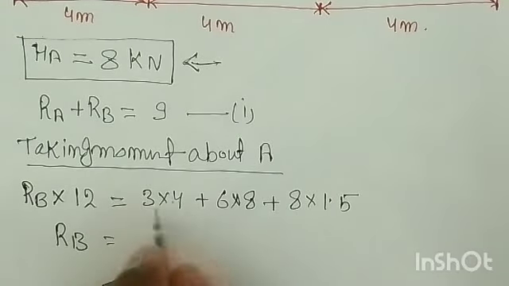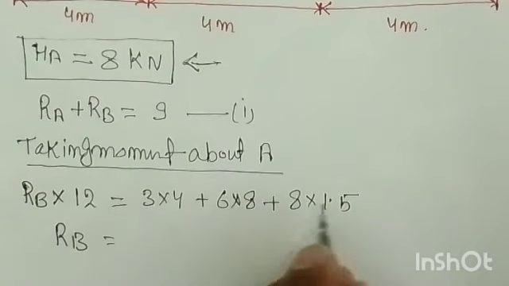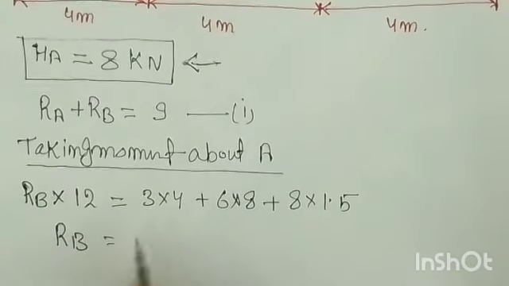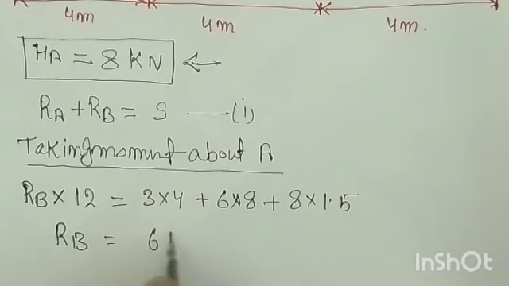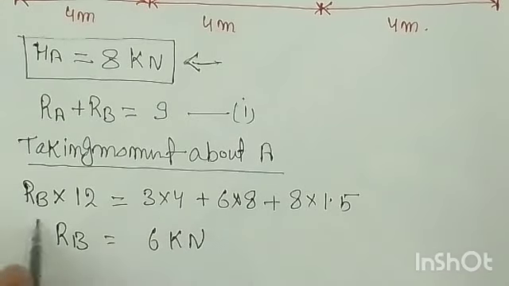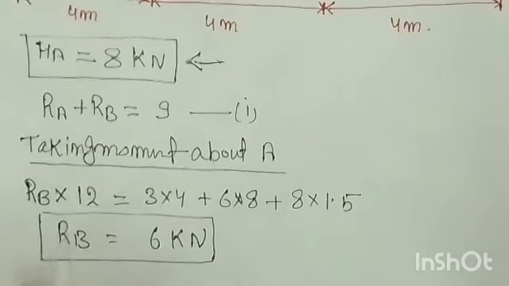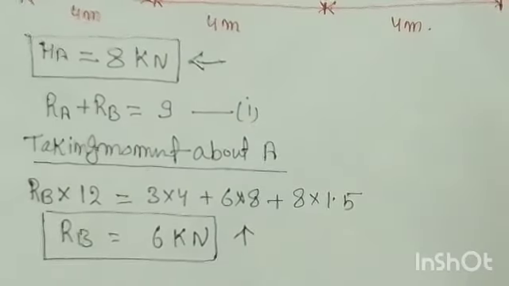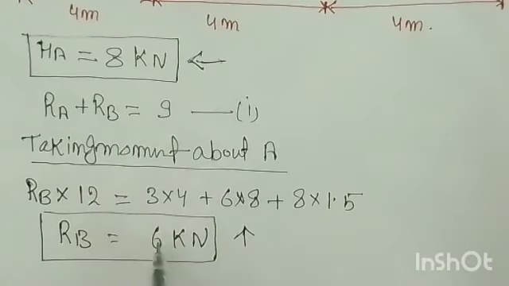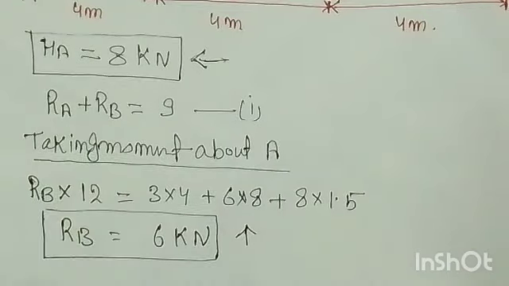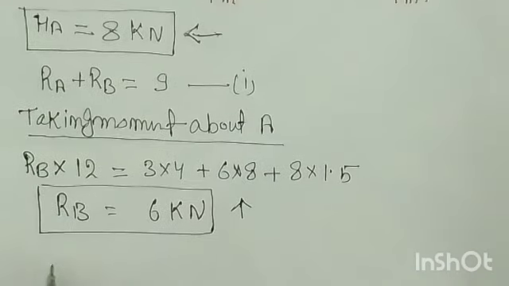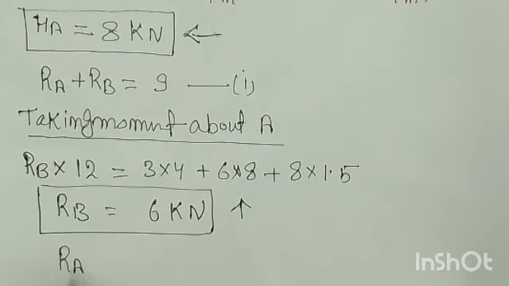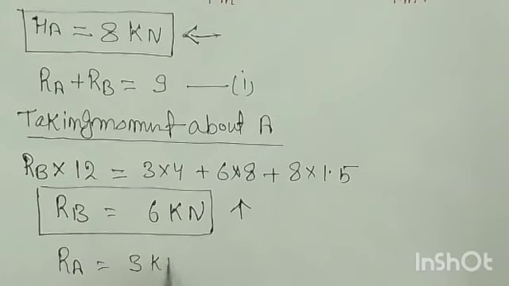RB into 12 is equal to 12 plus 48 plus 12, so that is 72 divided by 12. RB is equal to 6 kilonewton, right? And it is acting vertically upward, so we need to show that arrow. Now we need to find out the RA. Simply you can substitute this RB into this equation, you will get the RA. So RA is equal to 3 kilonewton.